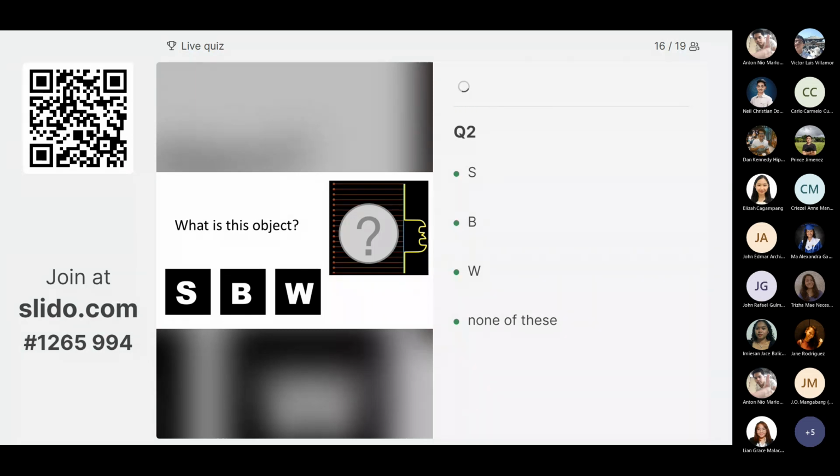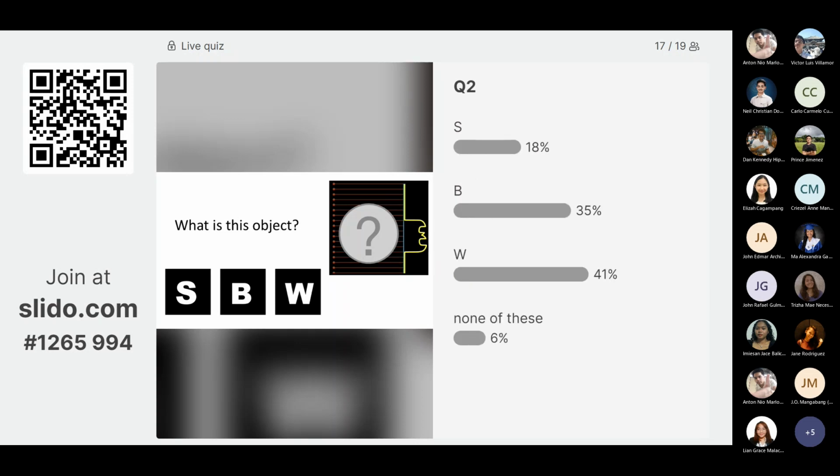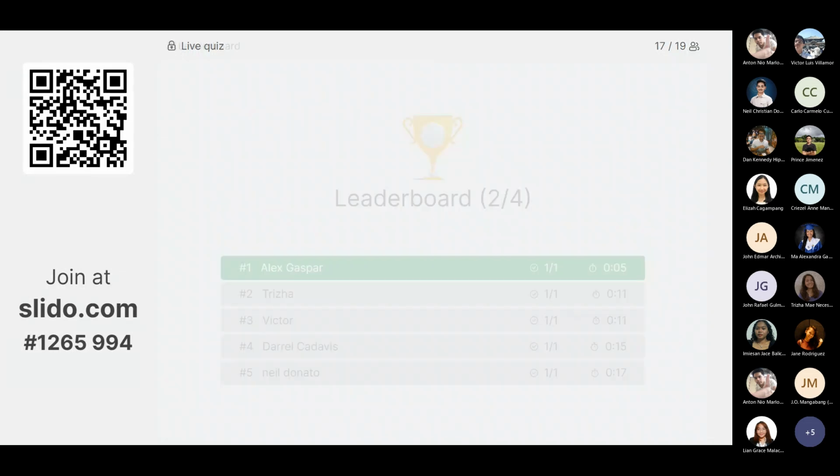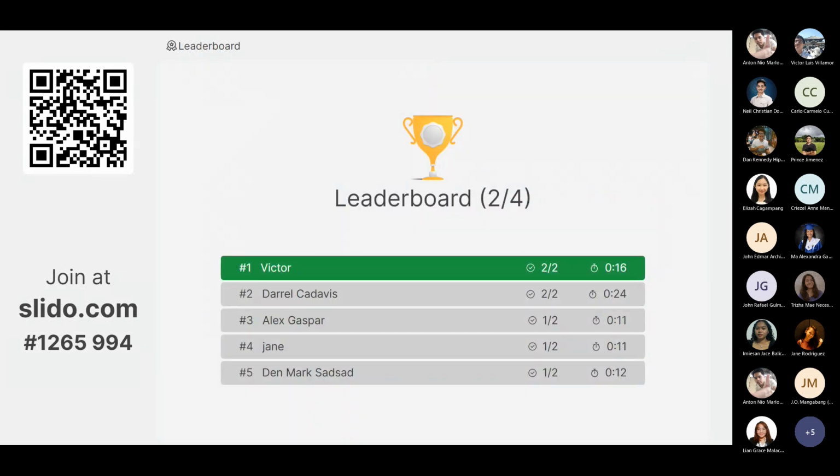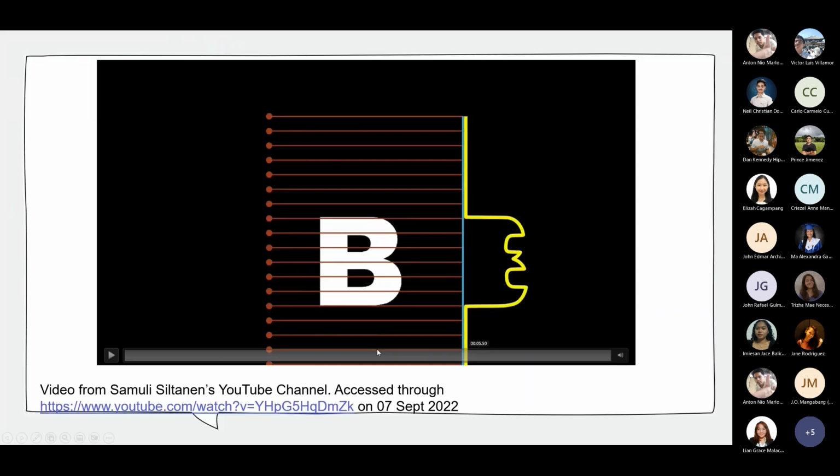Oh, may 3 pa hindi nakakasagot. Okay, 41% nagsabing W. The answer is letter B. Right? Bakit siya letter B? Ito yung sagot. Si Victor na ang leading. Okay, so ito yung nangyari.